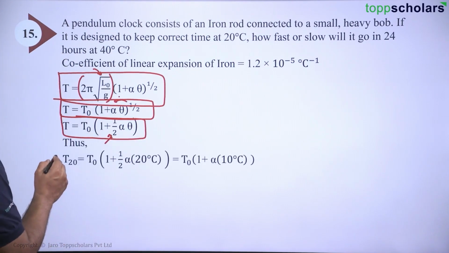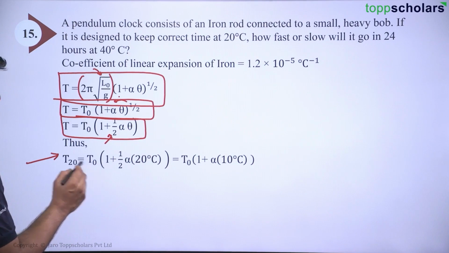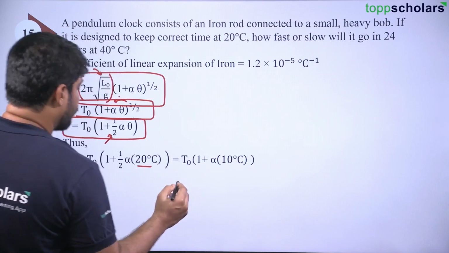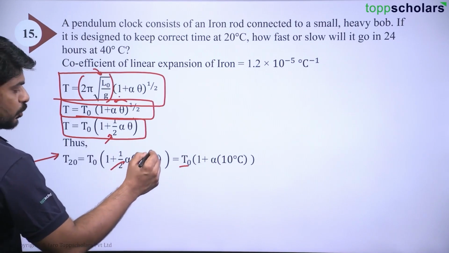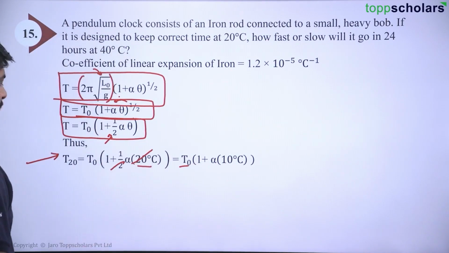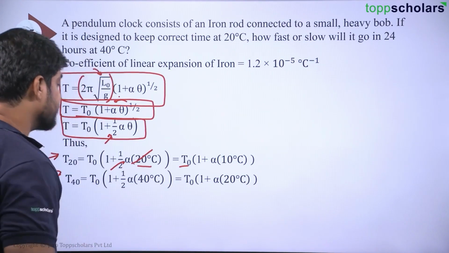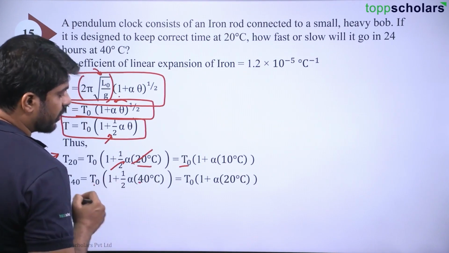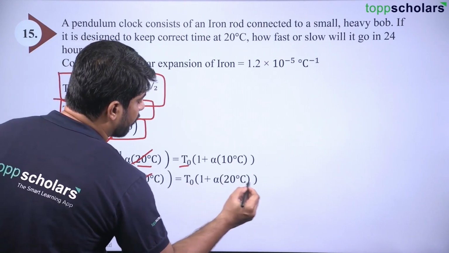Thus we can say T, the time period at 20 degrees Celsius, is equal to T naught (1 plus 1 half alpha 20 degrees Celsius). We have put in the temperature, and therefore it is going to be equal to T naught (1 plus alpha 10 degrees Celsius), because the 2 and the 20 cancel. Similarly, for T40, the time period at 40 degrees Celsius, it is equal to T naught (1 plus 1 half alpha times 40 degrees Celsius). The 2 and 40 cancel and we get 20 only: T naught (1 plus alpha 20 degrees Celsius).